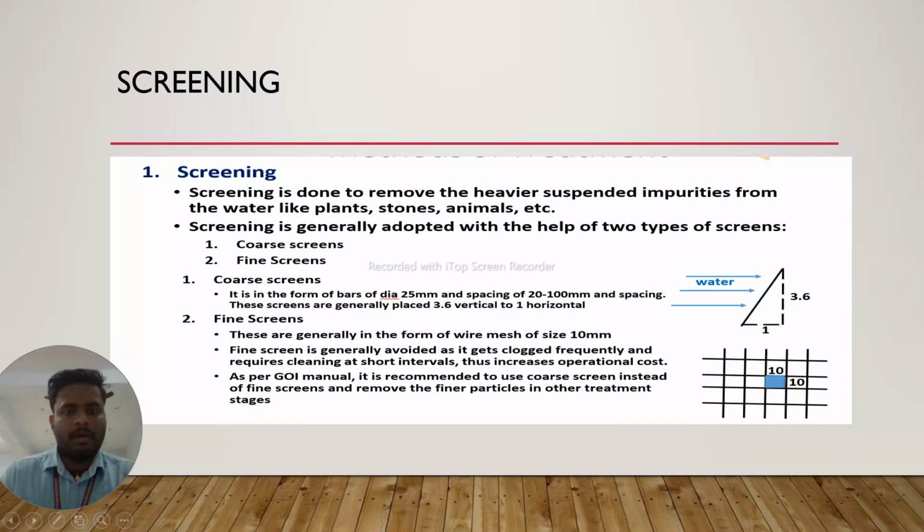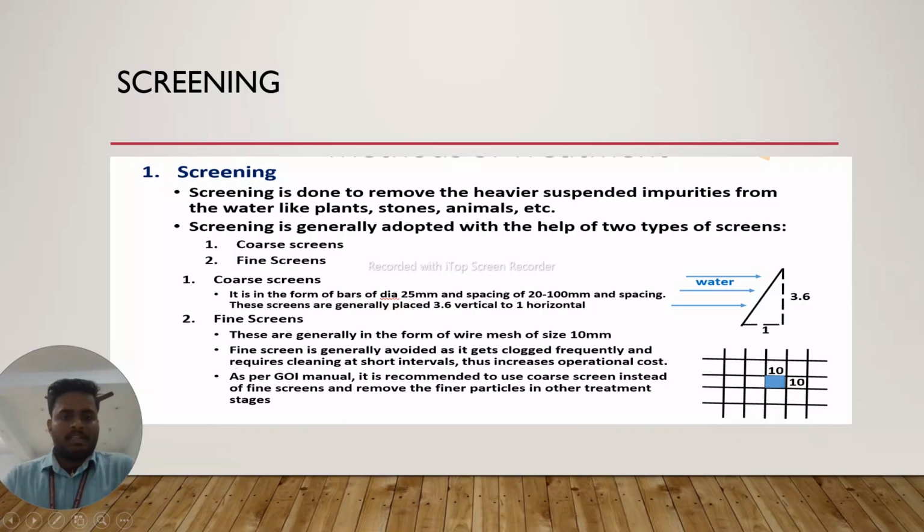It is in the form of bars of diameter 25 mm with a spacing of 20 to 100 mm. This screen is generally placed at 3.6 vertical to 1 horizontal. So as you can see, these are bars of 25 mm with 20 to 100 mm spacing, placed with 1 horizontal and 3.6 vertical.